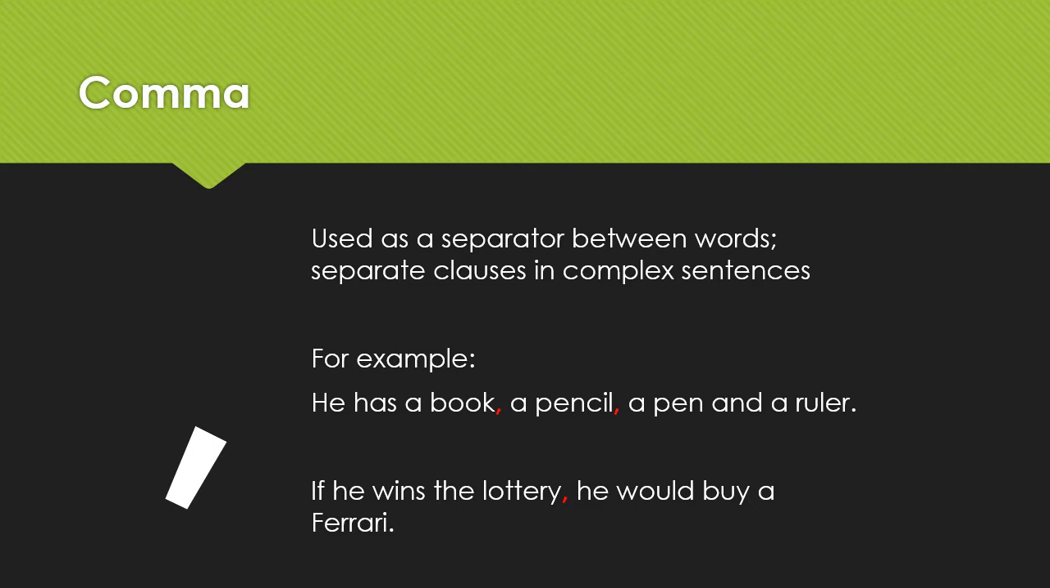The second example is a complex sentence, and the comma helps the reader easily see the two parts, or clauses, in this sentence. For more on complex sentences and other types of sentences, please see the lesson on types of sentences.